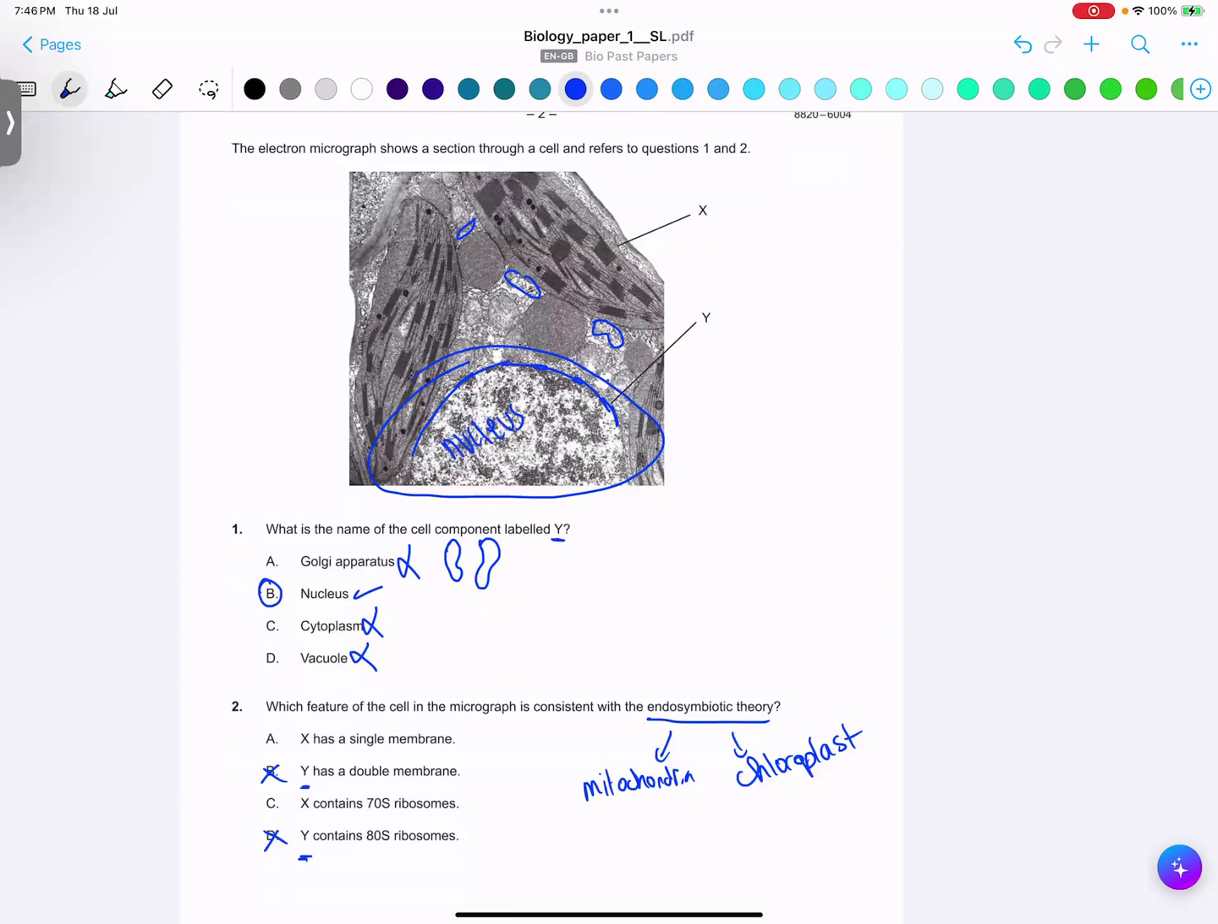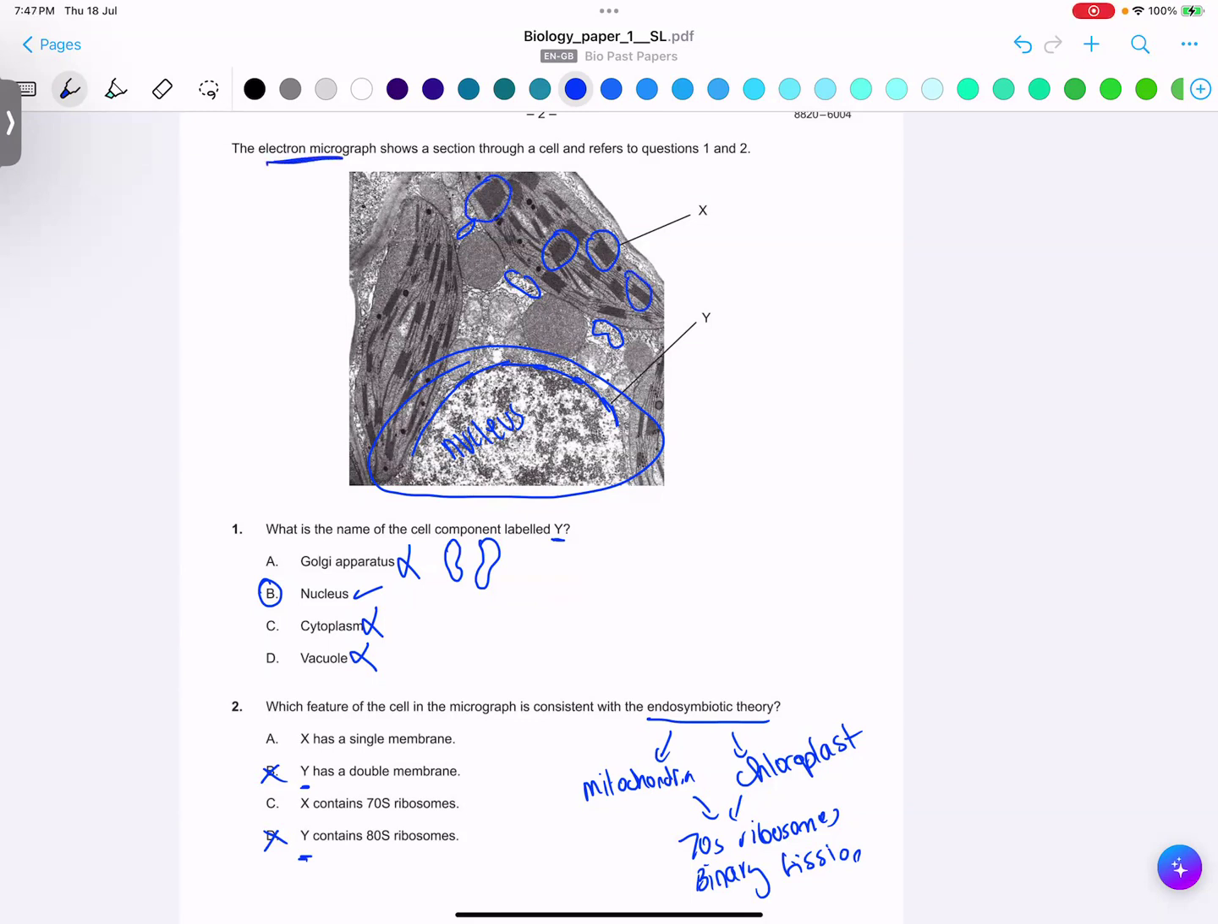Now, what is this endosymbiotic theory exactly? It's that the mitochondria and chloroplast were originally each individual prokaryotic cells, but they were engulfed by eukaryotic cells. So here we can tell that these two have 70S ribosomes. They divide by binary fission as well. So they have all the features of prokaryotes. So X, which we can deduce is the chloroplast because we can see the chlorophyll inside, and the chlorophyll usually gives off pigmentation under the electron micrographs.